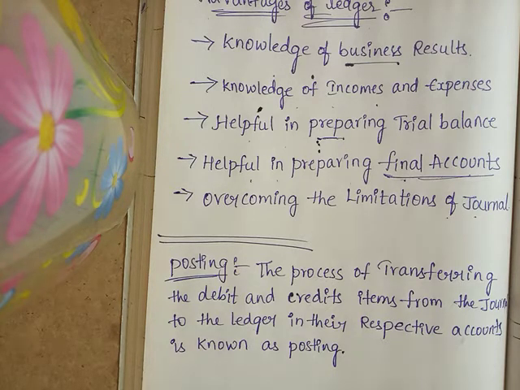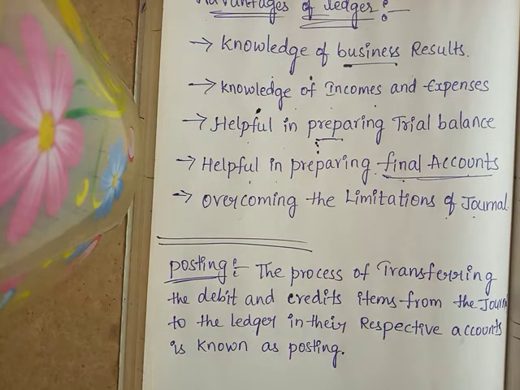Next is overcoming the limitations of the journal. The ledger fulfills the objectives that the journal does not. The journal does not provide complete information of all the transactions relating to an account in classified and summarized form, but the ledger provides it. In the journal we write only the entries, meaning which is debit and which is credit. But in the ledger we post those entries and find out the balances. So the ledger is helpful in the trial balance and final accounts, and that's why the ledger gives complete information. These are the advantages of the ledger.